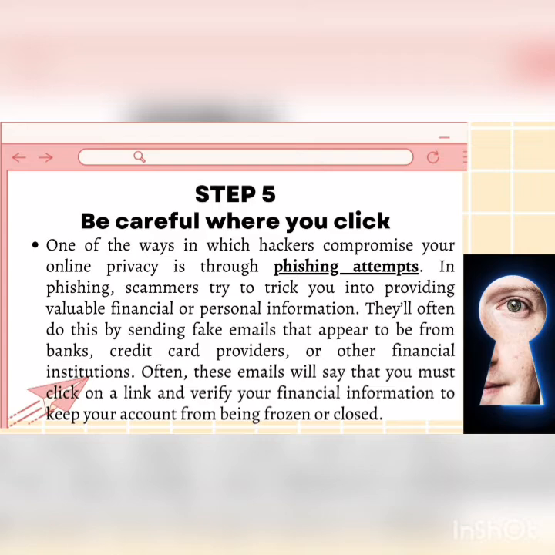So step 5, be careful where you click. One of the ways in which hackers compromise your online privacy is through phishing attempts. In phishing, scammers try to trick you into providing valuable financial or personal information. They'll often do this by sending fake emails that appear to be from banks, credit card providers, or other financial institutions. Often, these emails will say that you must click on a link and verify your financial information to keep your account from being frozen or closed.